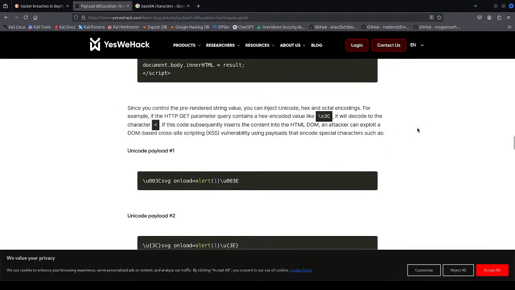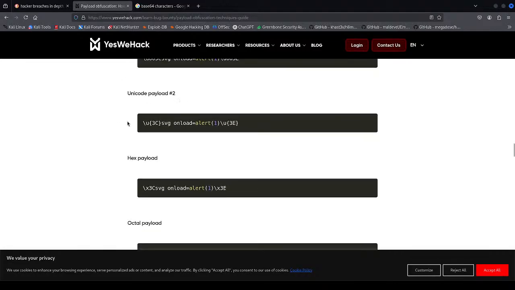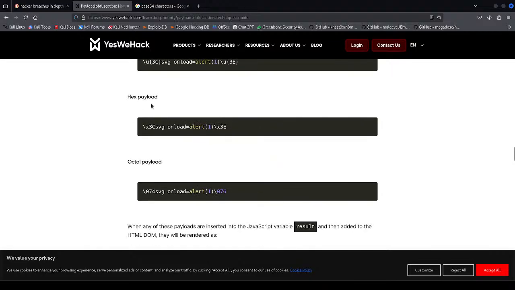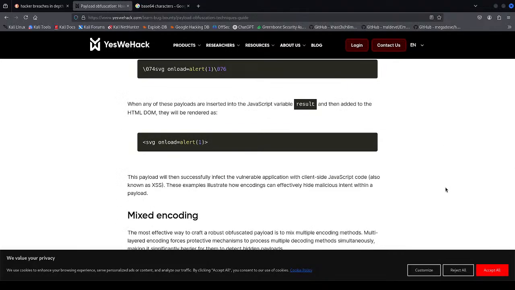For example, if you get the HTTP GET parameter query as a hex encoded value like that, it will decode to the character that. If you subsequently insert the contents into the HTML DOM, an attacker can exploit a DOM-based cross-site scripting vulnerability using payloads that encode special characters, such as the one on the bottom, Unicode payload 1. So this would be an XSS payload. Unicode payload number 2, this is another XSS payload. And then the hex payload, as you can see up here, and then the octal payload down there. When any of these payloads are inserted into the JavaScript variable and then added to the HTML DOM, they will be rendered as SVG onload alert 1.